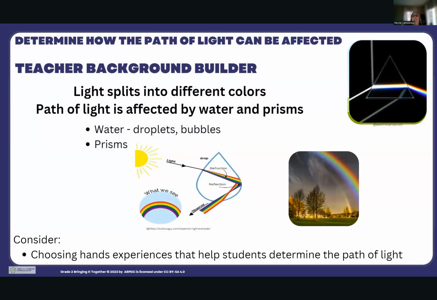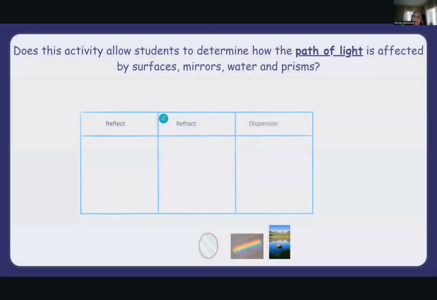So finally, we're getting to the last skill or knowledge statement about determining how the path of light can be affected and splits into different colors. So the path of light is affected by water and prisms. So this is very touchy.